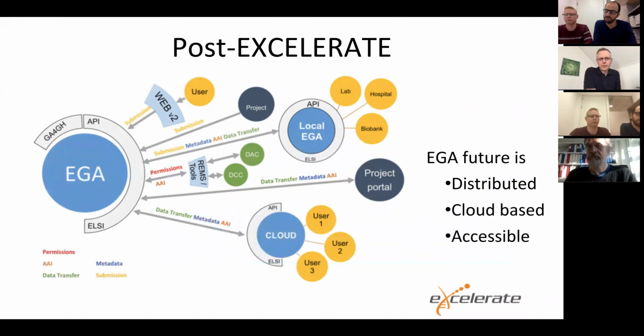So if we move to the next slide, with the advent of the Elixir Accelerate project, a plan has been formulated to enhance the functionality of the EGA for future research, and to make it distributed, cloud-based and accessible in many different ways. I'm not going to go into all the details of that plan, but one part of it is the distributed part, what is often termed local EGA, where we can have local instances hosting the data.